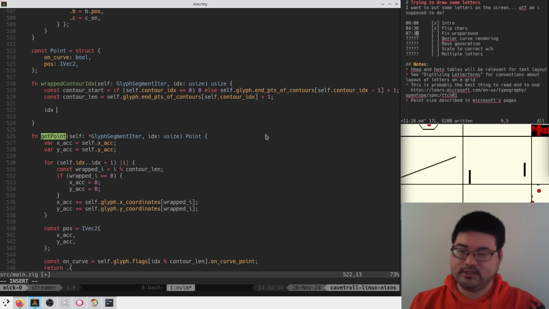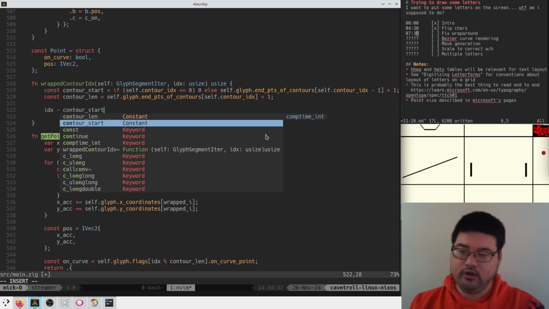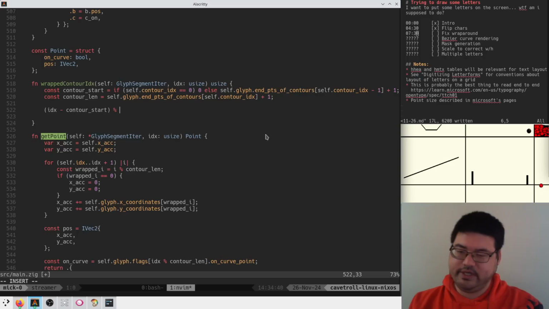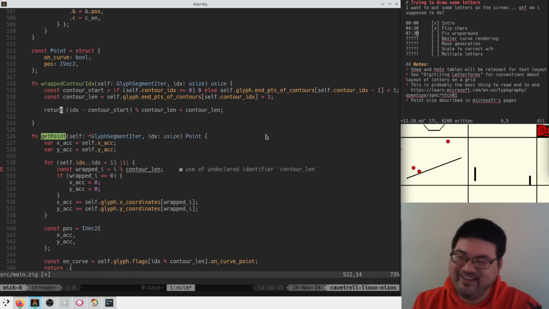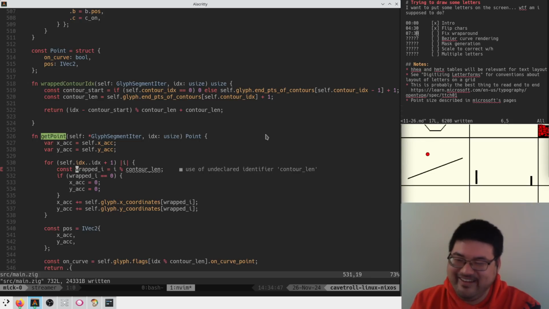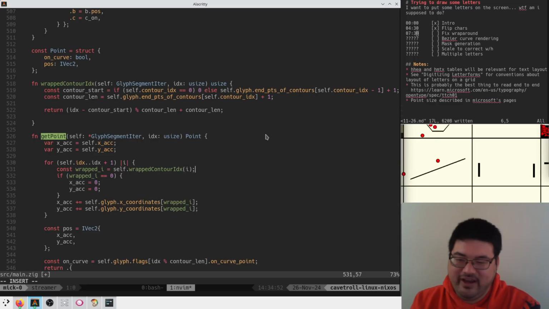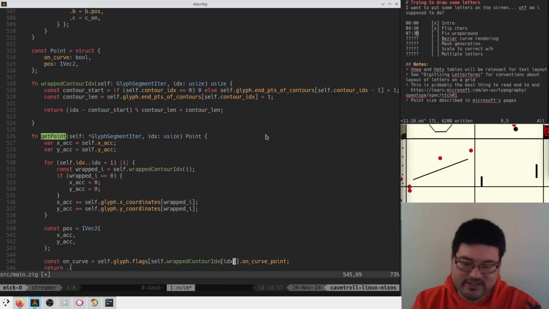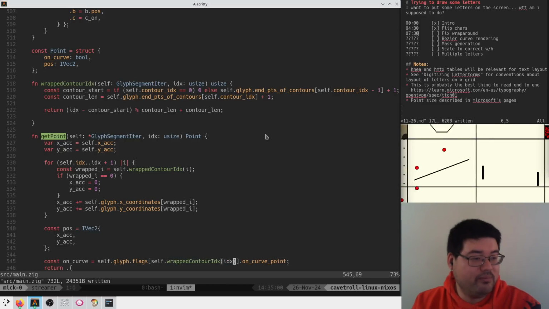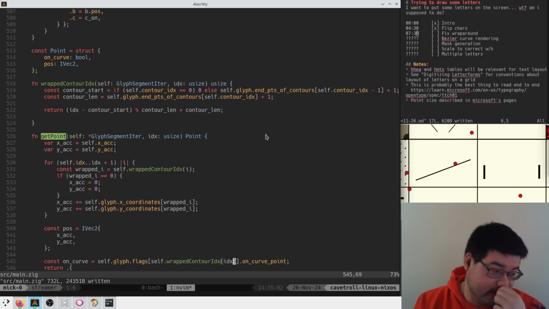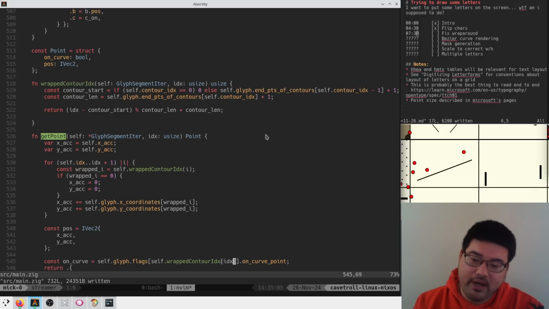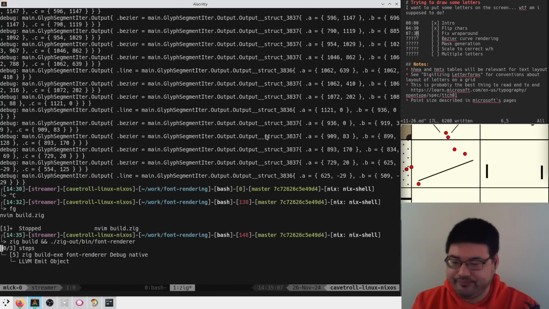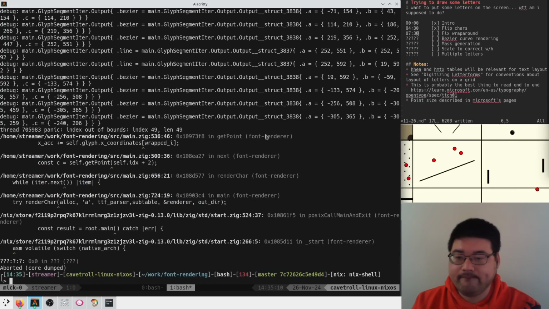Then we just do index minus contour start percent contour len plus contour len. Okay. So this is going to be self wrapped contour index of I. And then here we're going to do self wrapped contour IDX of index. Might be nice if the iterator had a current contour slice. Yeah, that's not crazy. That might make things easier, huh?